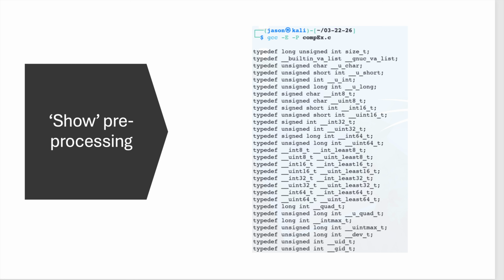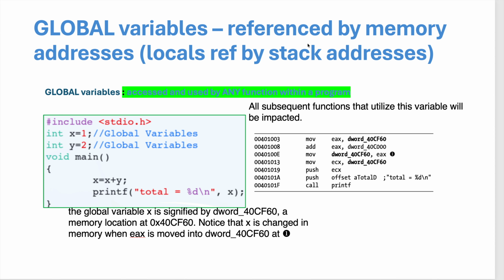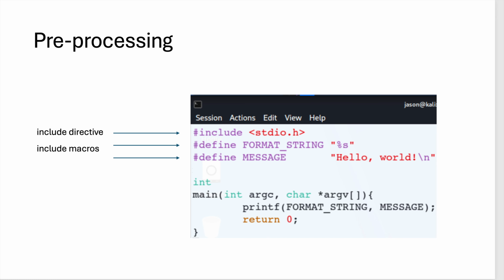Now here we can show the pre-processing right here: GCC space dash E space dash P, and then this is the name of the program, CompX. And this is CompX right here.